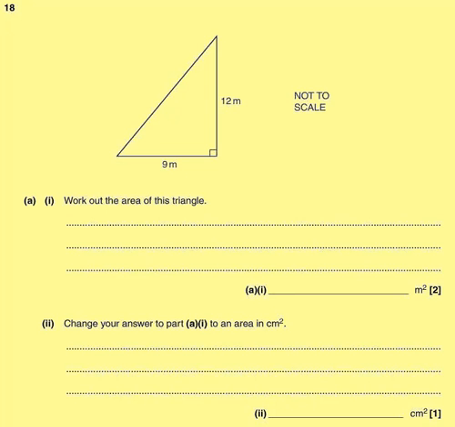Question number 18. Work out the area of this triangle. Now we can see the triangle has a base of 9 metres and a height of 12 metres, and it's got a right angle in there. Now, if we drew a rectangle that had a base of 9 metres and a height of 12 metres, we could work out the area of that rectangle.